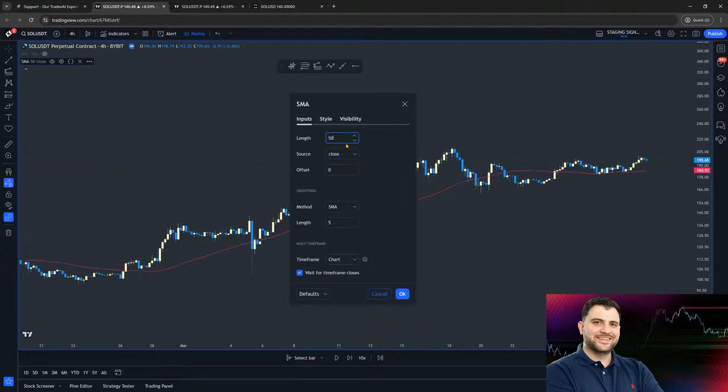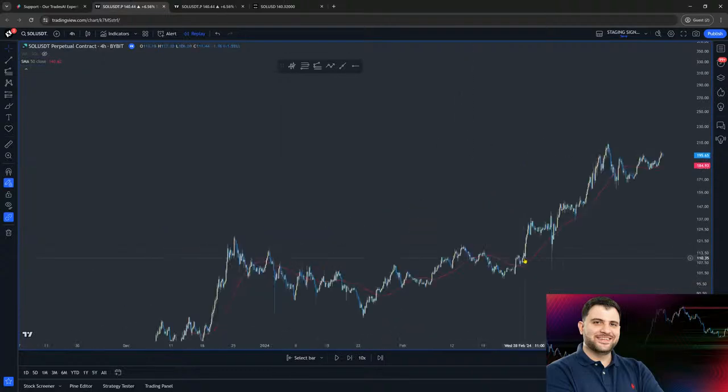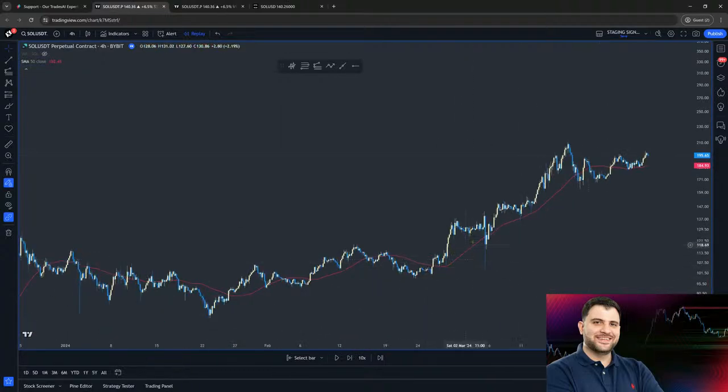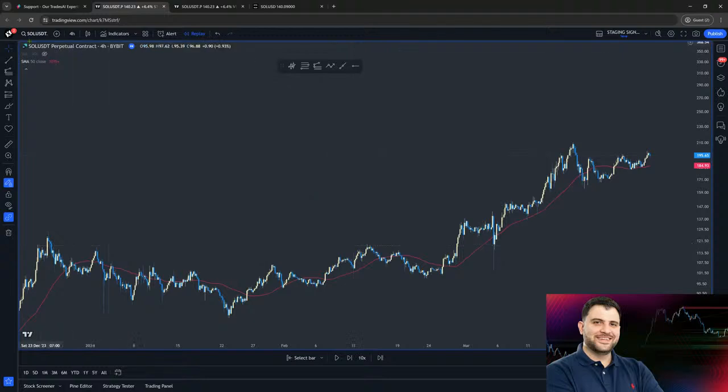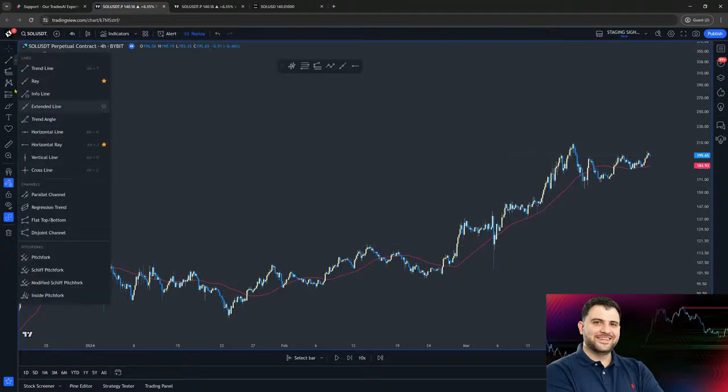So again, it's another tool. Use it in a smart way. Always use risk management whenever you trade any of these theories. There's a moving average. So an easy way of saying what a moving average is, if I use the drawing tool, okay.